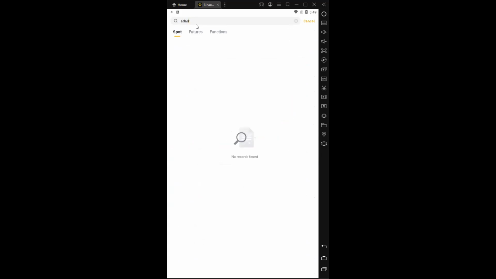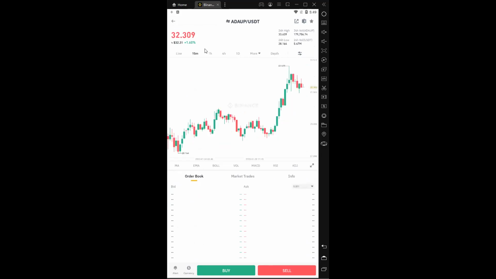Let me use ADA as an example. So ADA up now. The current price of ADA is not $32. The current price is, I think, 1.41. If you check the markets, the current price is 1.41. But this leverage token is leveraged up. The leverage is always times 3. So if I'm buying this particular coin, I'm buying it at times 3 the current market price.